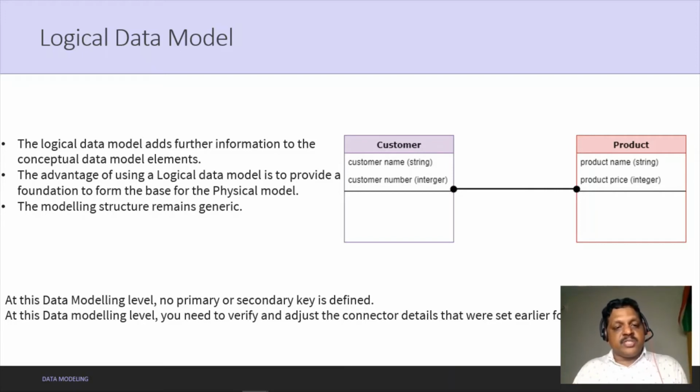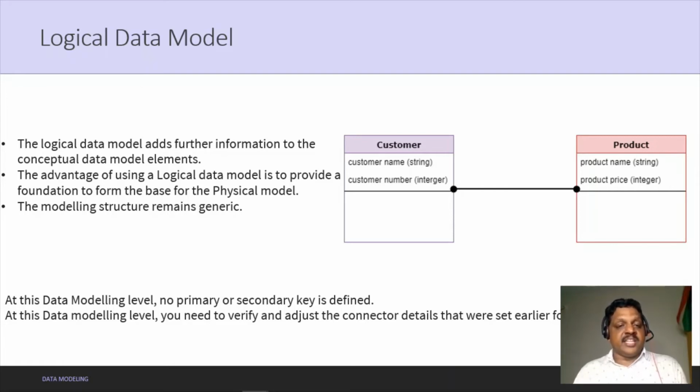The advantage of using a logical data model is to provide a foundation to form the base for the physical model. The modeling structure remains generic. At this data modeling level, no primary or secondary key is defined. So, in which level could the primary and secondary key be defined?